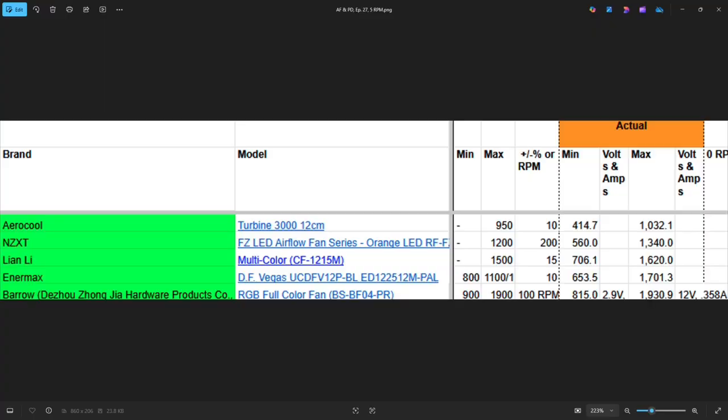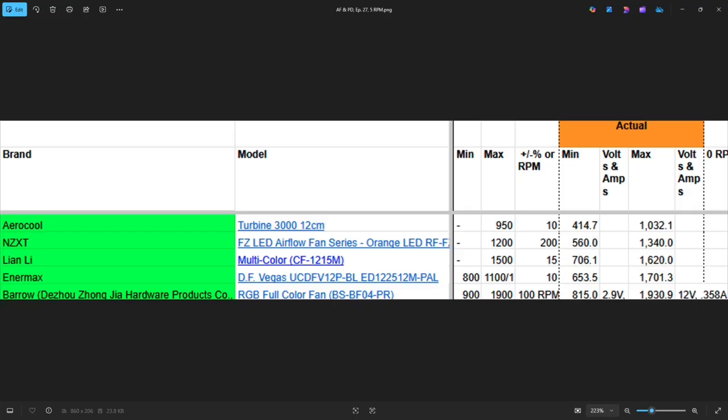And here we can see the Aerocool is rated at 950 and mine came out at 1032.1. The NZXT is rated at 1200. Mine came out at 1340. The Lian Li is rated at 1500 and mine came out at 1620.